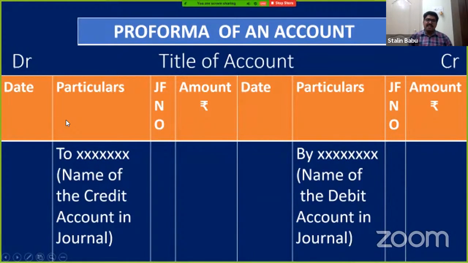On the debit side, we write the name of the credit account. And on the credit side, we write the name of the debit account in the journal. That means the opposite side. On the debit side, we write the credit account. On the credit side, we write the debit account. This is the format of the account. Okay, children.